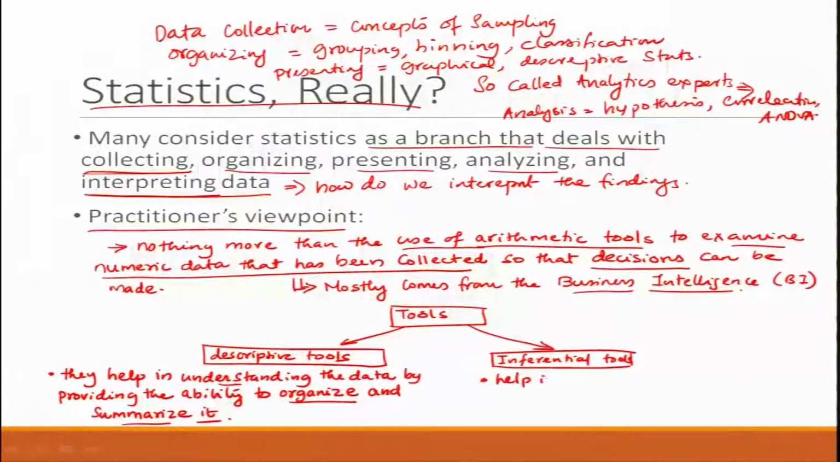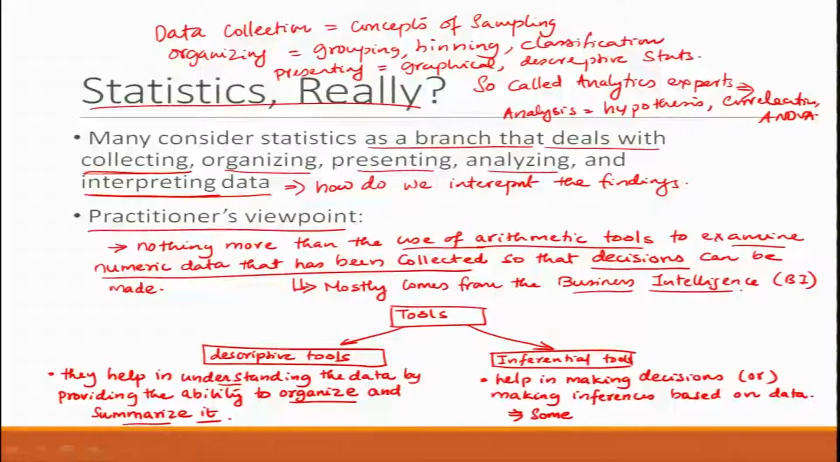help in making decisions, or they help in making inferences based on data. So, here you are thinking about making inferences based on the data. Inferences means some conclusions. You are concluding based on what you are thinking about at this point.